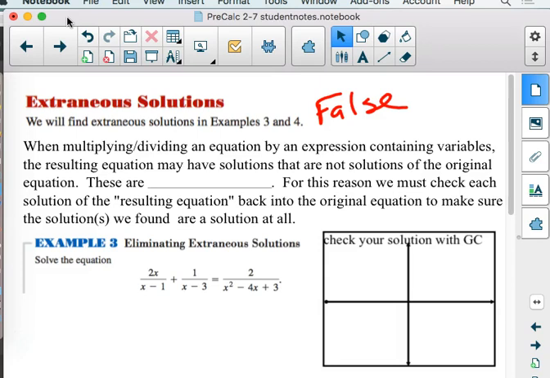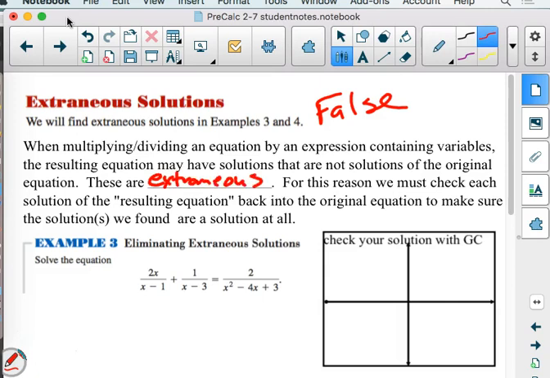So when multiplying and dividing an equation by an expression containing variables, the resulting equation may have solutions that are not solutions of the original equation. These are called extraneous. That's our fancy word for they don't work in math. False positives. You know, you've done all the math right. You've got these beautiful answers. You go to check them. Don't work. For this reason, we must check each solution of the resulting equation back into the original equation to make sure the solutions we found are a solution at all.